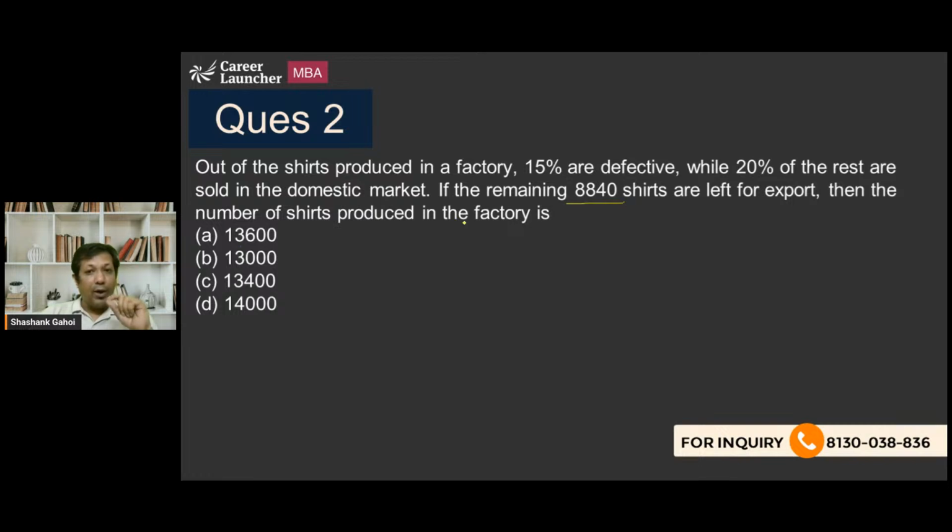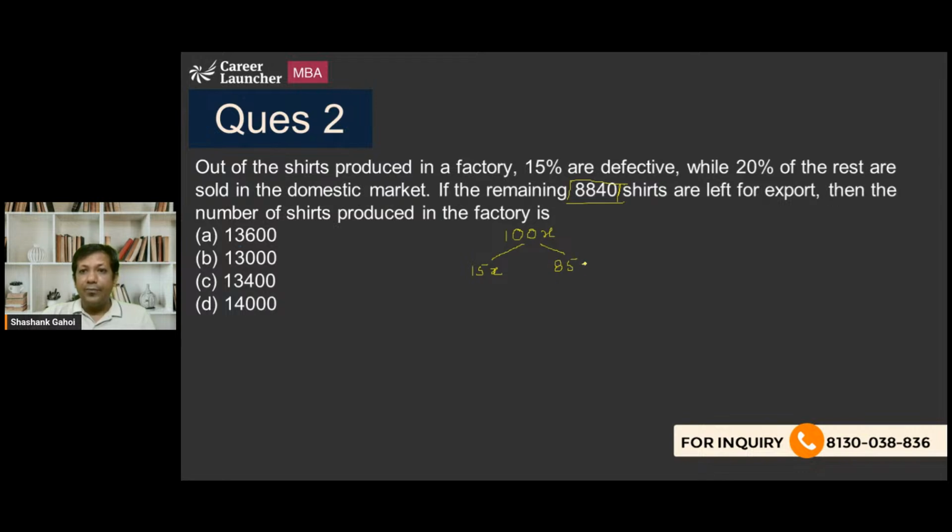Now again, what I'm going to look for is the actual number. Do we have an actual number in the question? Yes, that is 8840. So whenever you have an actual number, generally you cannot start by assuming a value of 100, because then you are assuming a number itself. So I am going to assume that we have 100x shirts. Out of 100x, how many are defective? 15x. How many are left? 85.